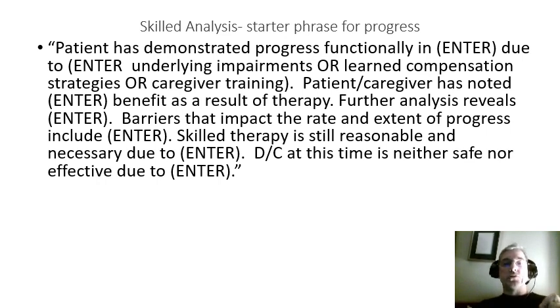And then to strengthen that point, you might want to say something like this: DC at this time is neither safe nor effective due to. So you want to, again, highlight why your skills are needed, why they're needed right now, why it's not a good idea to get them off caseload. You're trying to justify not only the care you've given, which the first part of this phrase does, but you also want to justify why they need to keep getting care under you.